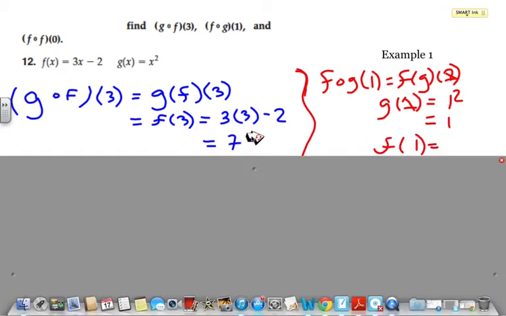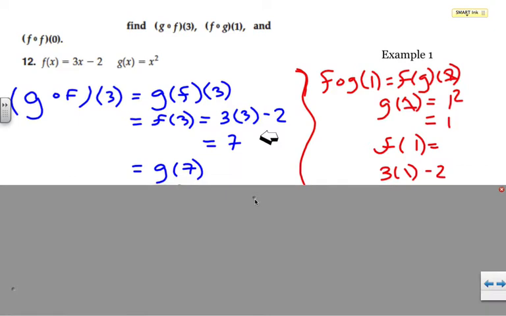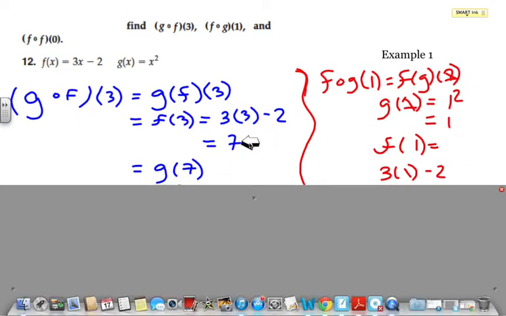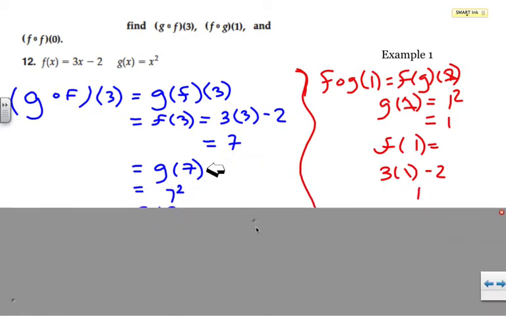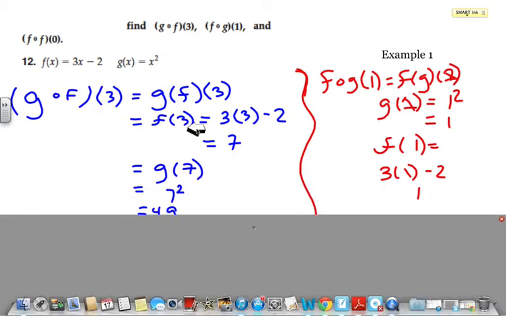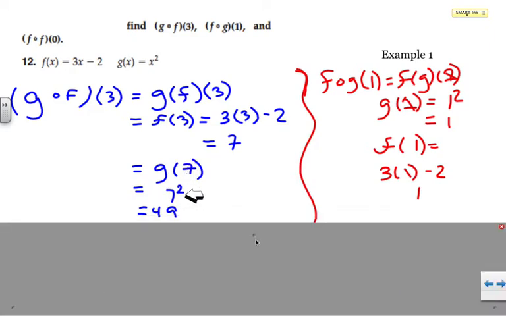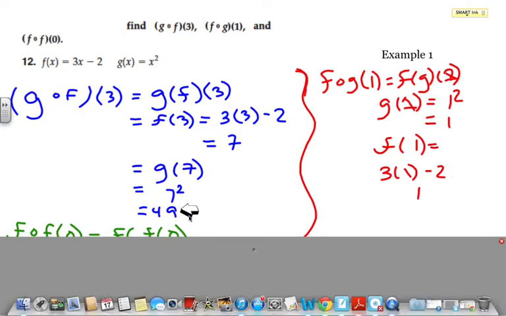All right, so now I have found f of 3. f of 3 is 7. So now I have done the inside of my function. Now I'm going to keep going. What is g of 7? Because now I know that f of 3 is 7, I have to find g of 7. So I take that 7 and plug it right into the g of x function, which is x squared. I get 7 squared is now 49. So all I did was work my way inside out.